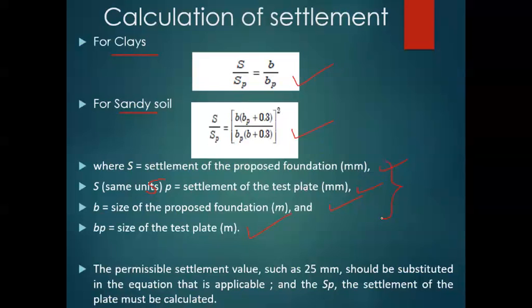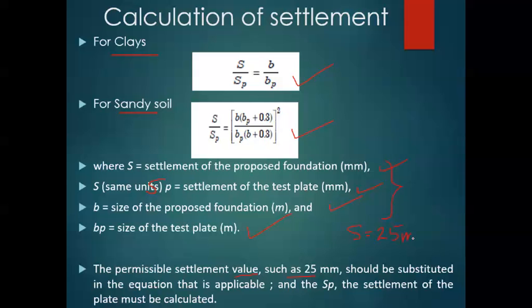Furthermore, in whichever formula you are using, the permissible settlement value is 25 mm, as I highlighted in the previous session. As per the Indian Standard Code, we take the permissible settlement of 25 mm for buildings. So S is equal to 25 mm, the settlement of the footing, which we assume to be in the permissible range.